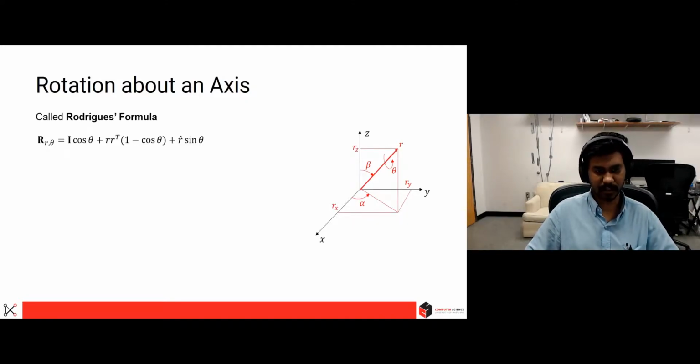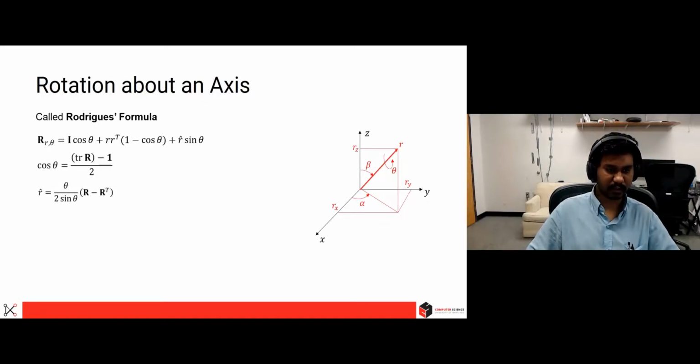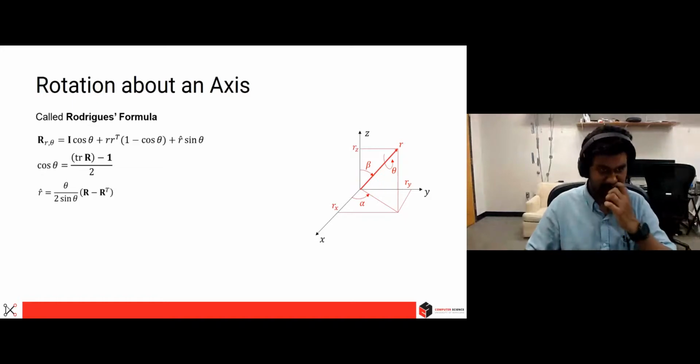How do you get it? And what is r hat? That's going to be the next point. So cosine theta is obtained as the trace of the rotation matrix R minus 1, divided by 2, and r hat is given by this formula here.